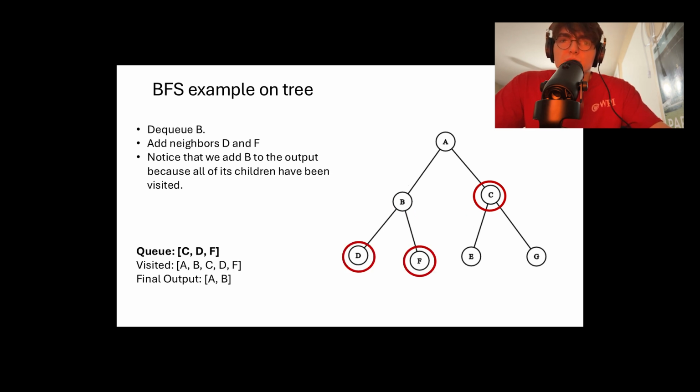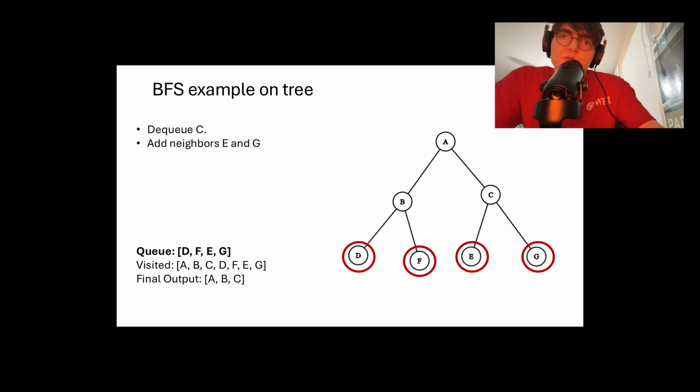Next, we dequeue B, and we add its neighbors D and F. Notice that we add B to the output because all of its children have been visited. Now inside the queue, we have C, D, and F. A, B, C, D, and F are in the visited queue, and since we dequeued B, it is in the final output.